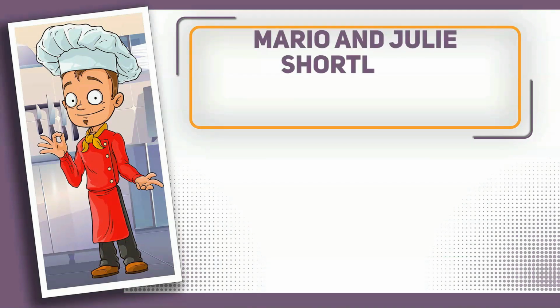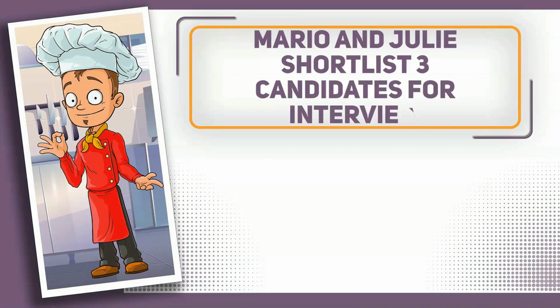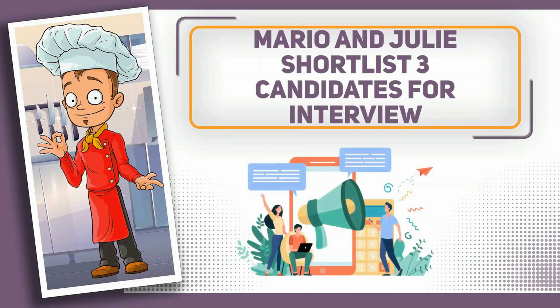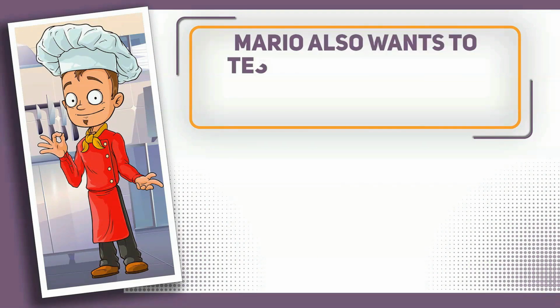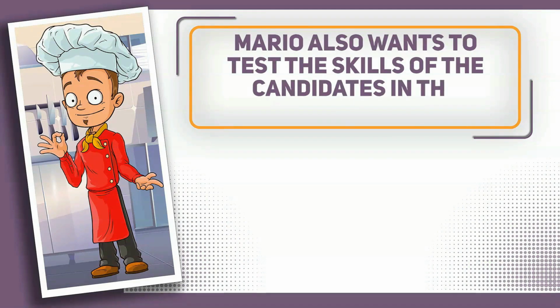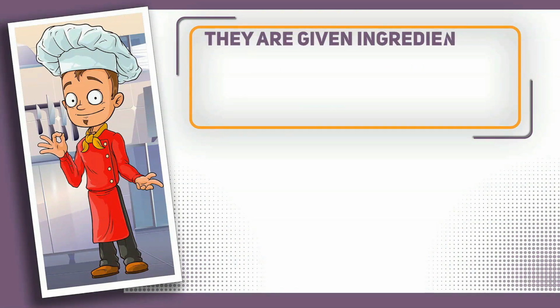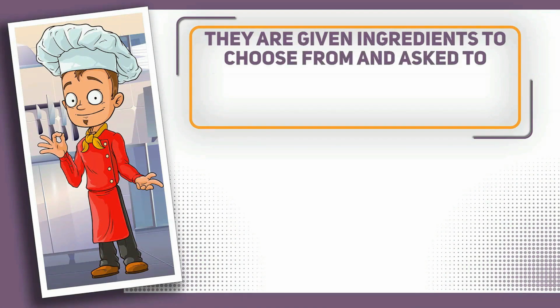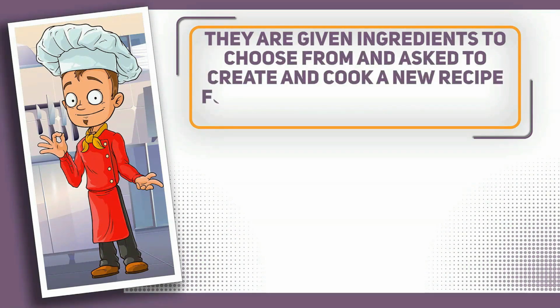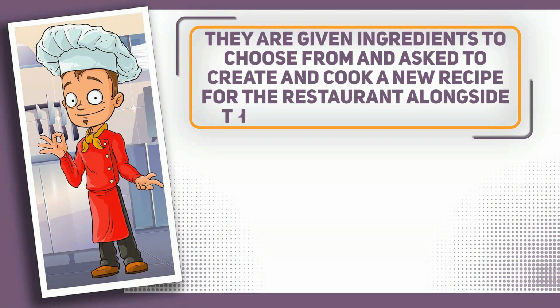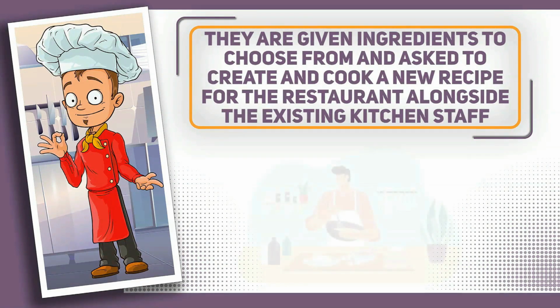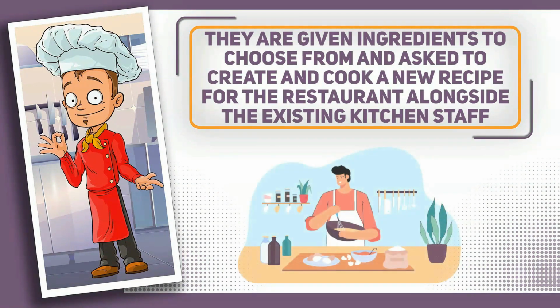So now Mario and Julie shortlist 3 candidates for interview, and they come up with a list of questions. Mario also wants to test the skills of the candidates in the kitchen, so he creates a MasterChef style test. In this test, they're given some ingredients to choose from, and they're asked to create and cook a new recipe for the restaurant alongside the existing kitchen staff, and then Mario and Julie will taste this dish.